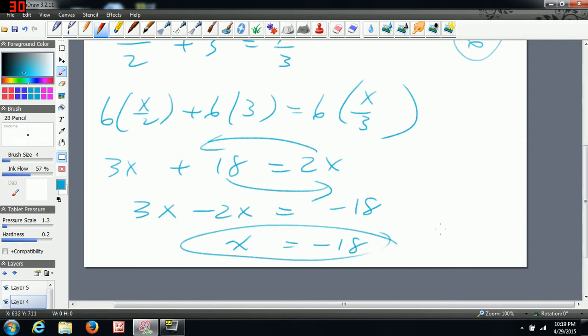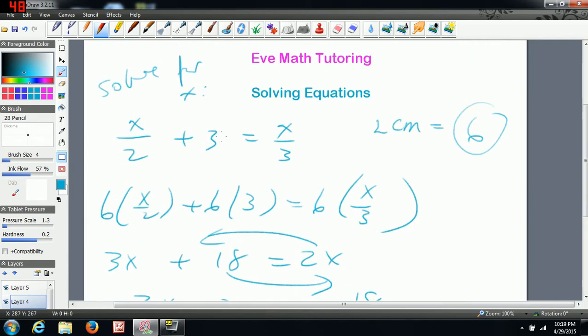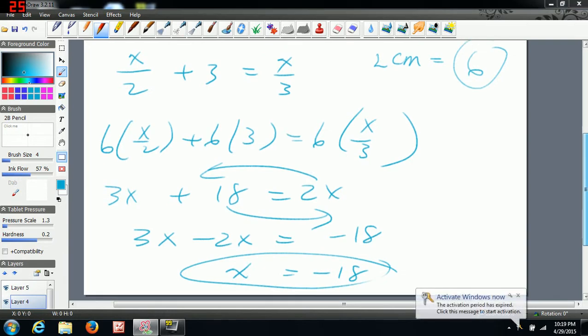And you can actually take that answer and plug it back into your original equation here to check it if you wanted to make sure it was correct. And if whatever you get on the left-hand side equals the same as the right-hand side, then that means you've got the correct answer. Okay? Let's try a few more.